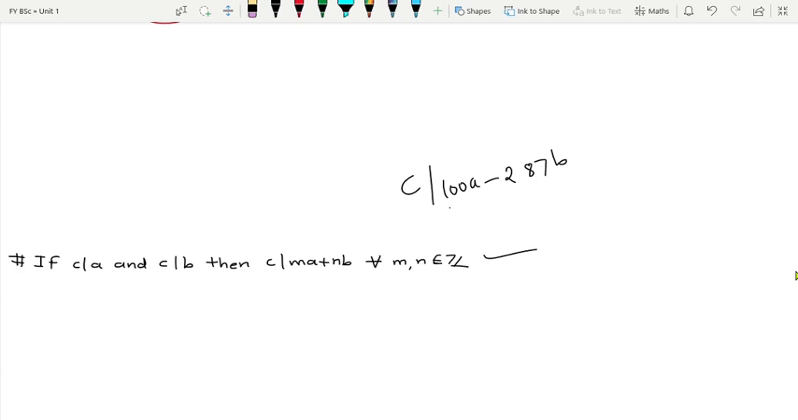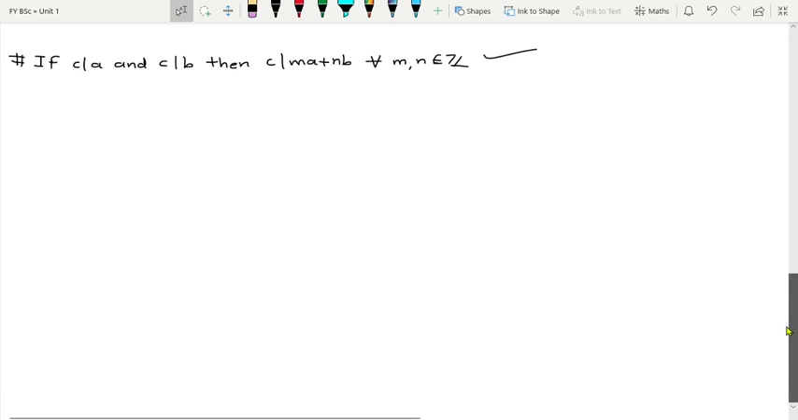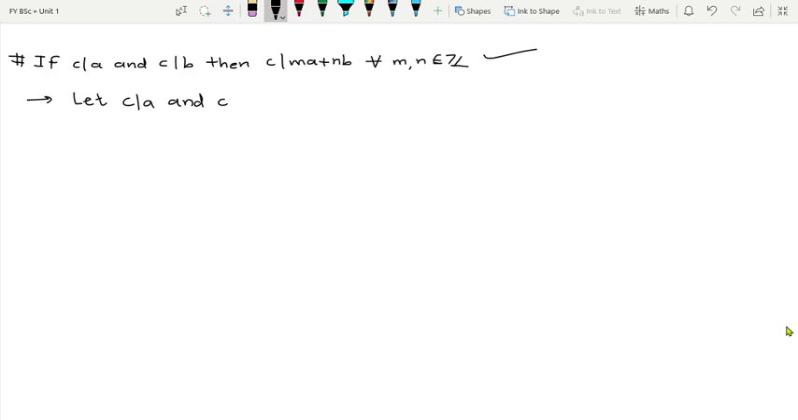One can easily prove it on your own also, because the proof is similar to the last result which we have seen. So I will just write here: let C divide A and C divide B, and what we have to prove is that C divides MA plus NB for all M, N belonging to Z.